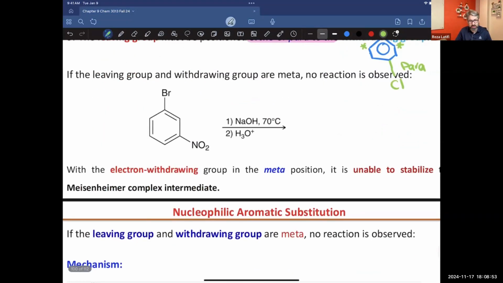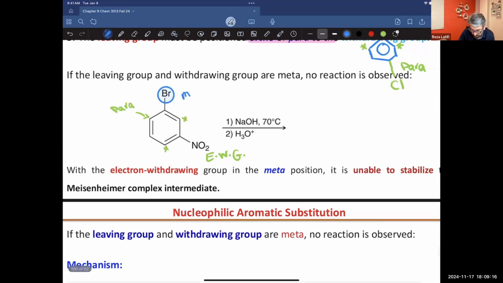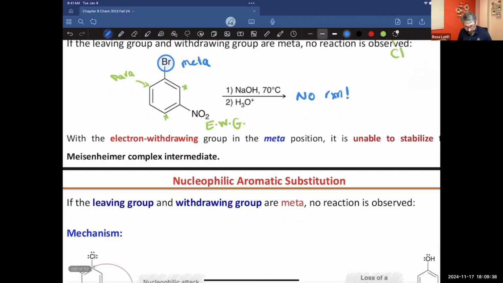And in this case, this is going to be our electron withdrawing group. And as you see, in the ortho position we have nothing, and this is going to be the para position, while the bromide, our leaving group, is in the meta position relative to the nitro group. So what will happen if I treat this one with sodium hydroxide, and let's say we are also applying some heat? In this case, I'm going to say no reaction. Why no reaction? Because look at the position of the bromide. It should be in ortho or para, not meta. So this reaction is not going to happen.